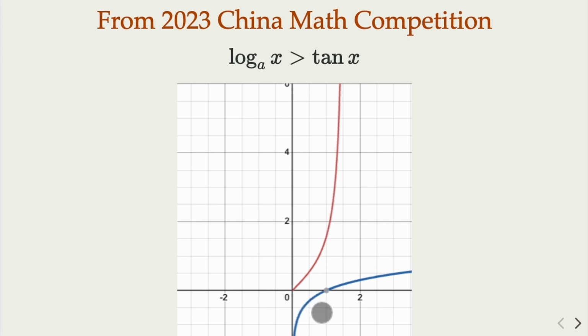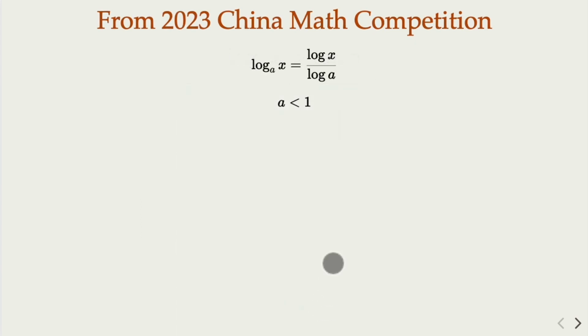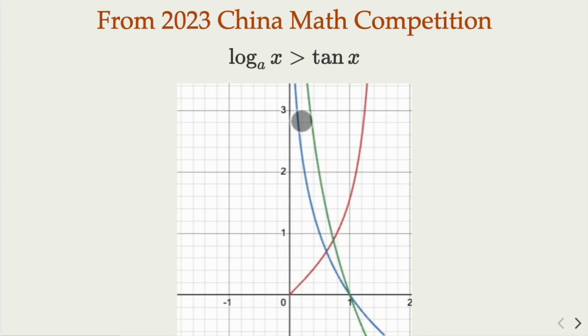Why is that true? Now, in your mind, you should have the change of base formula here. So we change to base 10, and when a is smaller than 1, log a is negative, and that will make the curve flip over. So here we go. Now, the red one is still the tangent x curve, and this is going to be for different values of a smaller than 1, greater than 0, that's going to be the curve.